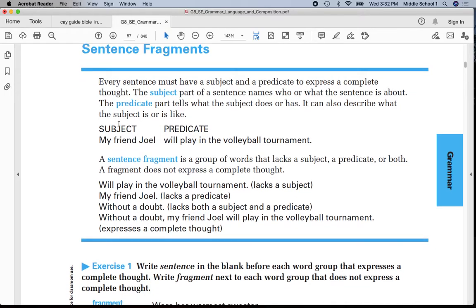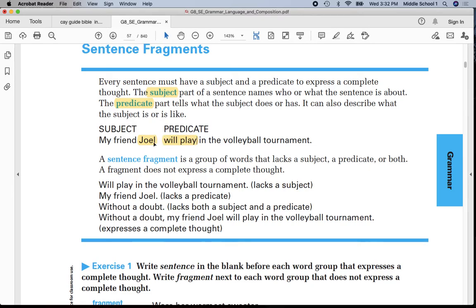It's called sentence fragments. Now, when we review sentence fragments, you'll remember that we have 2 parts of the sentence. The first part of the sentence is called the subject. The second part, which contains the action, is called the predicate. If it contains both a subject and a predicate, I call it a complete sentence. My friend Joel will play in the volleyball tournament. Joel will play. My friend Joel will play in the volleyball tournament. I call this a sentence.